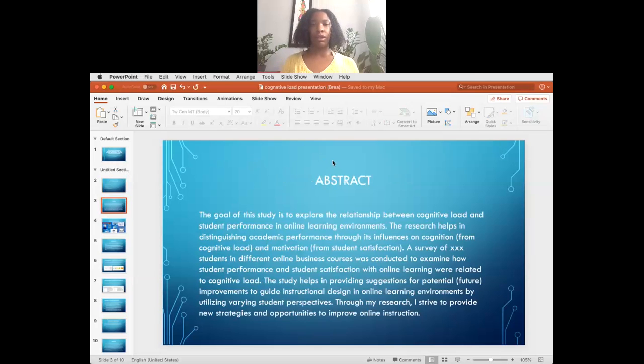Abstract. The goal of this study is to explore the relationship between cognitive load and student performance in online learning environments. The research helps in distinguishing academic performance through its influences on cognition as well as motivation. A survey of several students from different online business courses was conducted in order to examine how student performance and student satisfaction with online learning were related to cognitive load.